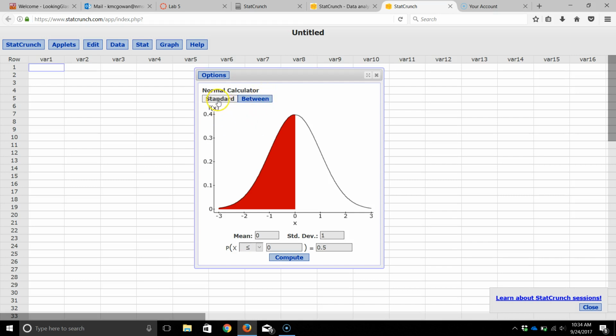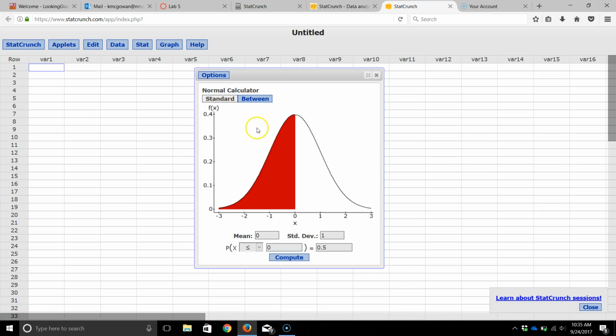The standard option allows you to enter a single boundary value and a direction and receive the area to the left or to the right of a single boundary value. The between option allows you to specify two boundary values and it calculates the area between those two boundary values under the curve. We'll start with the standard option.